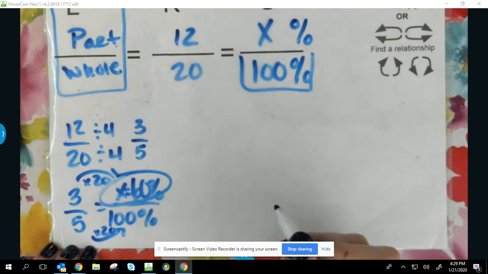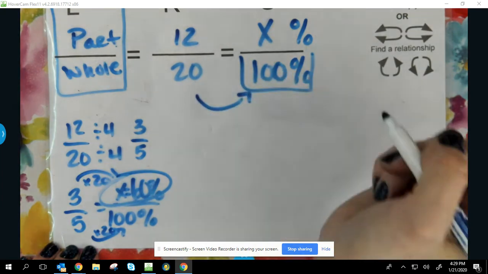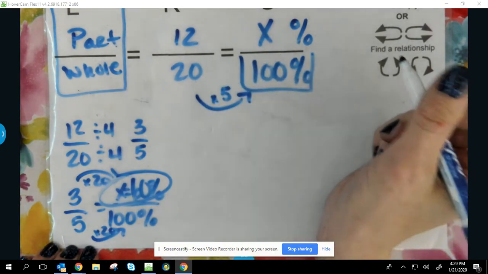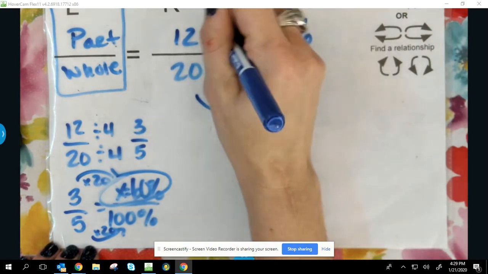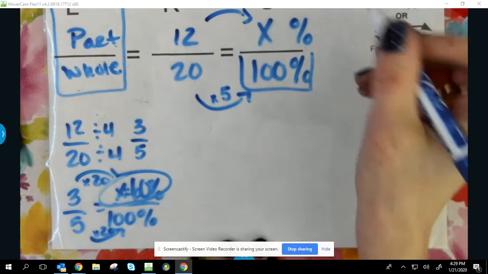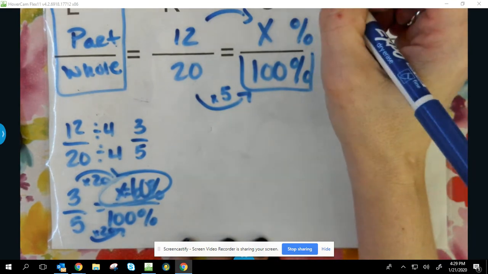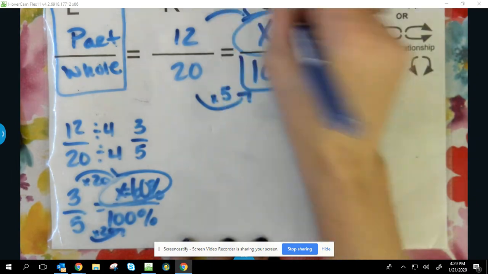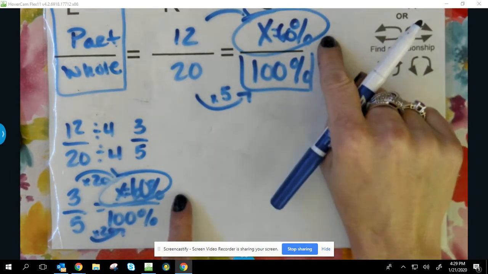Let's do it using the relationship. So is there something I can do to 20 to get 100? Absolutely. Times 5. 20 times 5 is 100. So whatever I do at the denominator, I do it to the numerator. And 12 times 5 equals 60. So we have 60% either way I solve it.